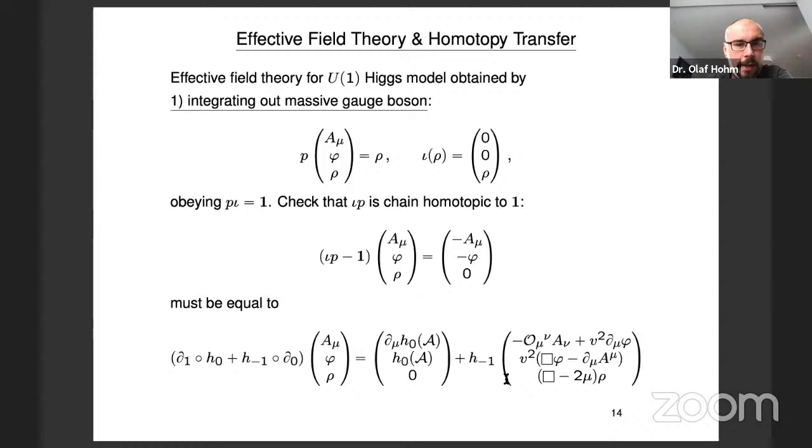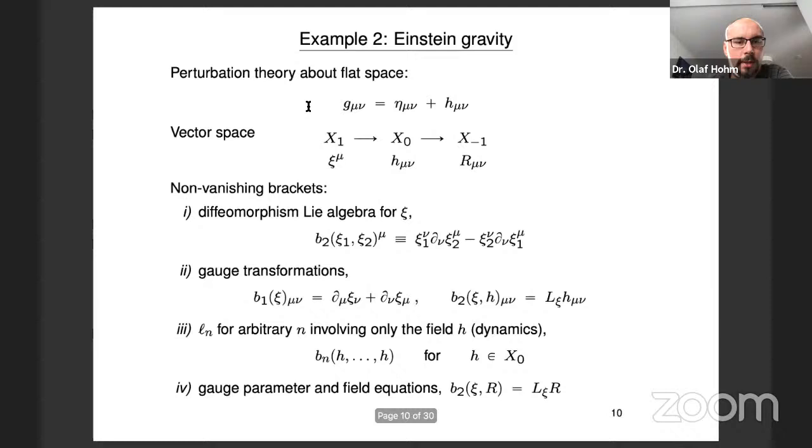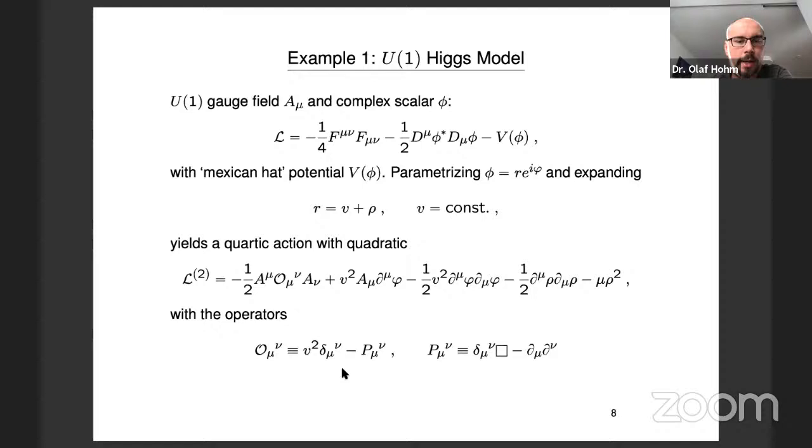And the claim is that this just works if you define the homotopy maps as follows. You have two homotopy maps in this example. You have H minus one from field equations to fields. And that just acts on the first component, the field equation for the A component, and it leaves the other two components, the field equation for rho and for phi, unchanged. And as a reminder, this operator O was defined to be the kinetic operator of the massive gauge boson A. So it's given here with this P, this differential operator of Maxwell.